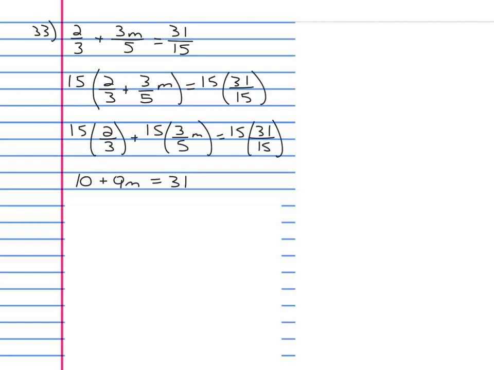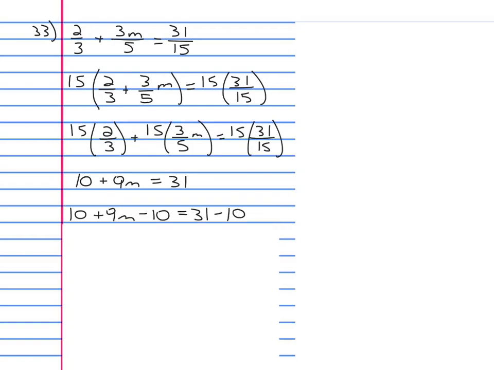Okay, what do we do next? Well, we need to undo this. We're solving like a two-step equation now. That's all that we have left, the 2 steps. We undo this plus 10 with a minus 10 on both sides. So we rewrite what we already have there, 10 plus 9m, and then we add minus 10. We add what we already had there, 31 minus 10.